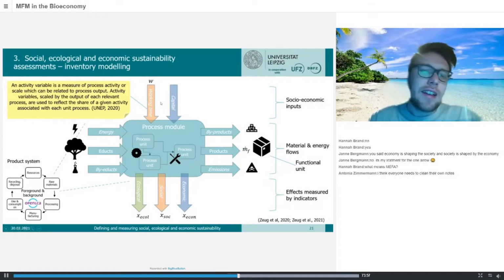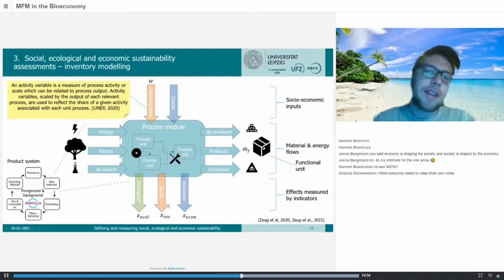Just to make it clear, when you have a look at the bottom with the ecological, social, and economic indicators, here we are measuring the effects by indicators. X-Ecol, X-Soc, and X-Econ, the X's, are the indicator values. If you want to make an allocation of the ecological, social, or economic impacts in our production system, we have to find those allocation variables by functional units for ecological and also economic indicators, and by activity variable for social impacts.